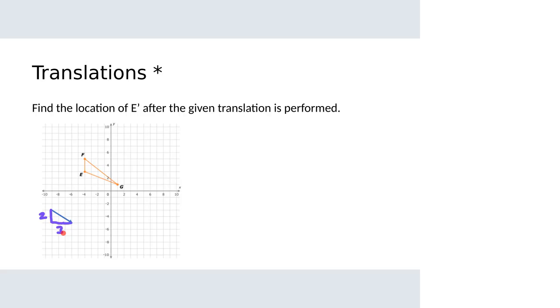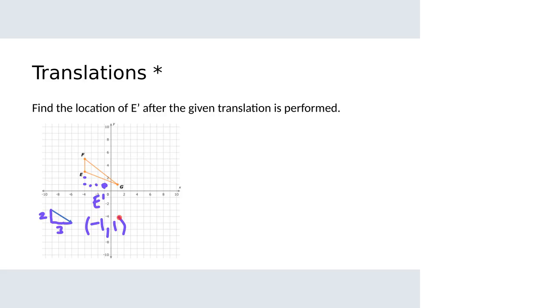And so starting with E, since that's the one we were after, if I need to go down 3 and to the right 2, I'm sorry, I did it backwards. Down 2 and to the right 1, 2, 3. E prime is going to end up right there. And the point that E prime is going to end up with is -1, 1. That's where E prime is going to be.